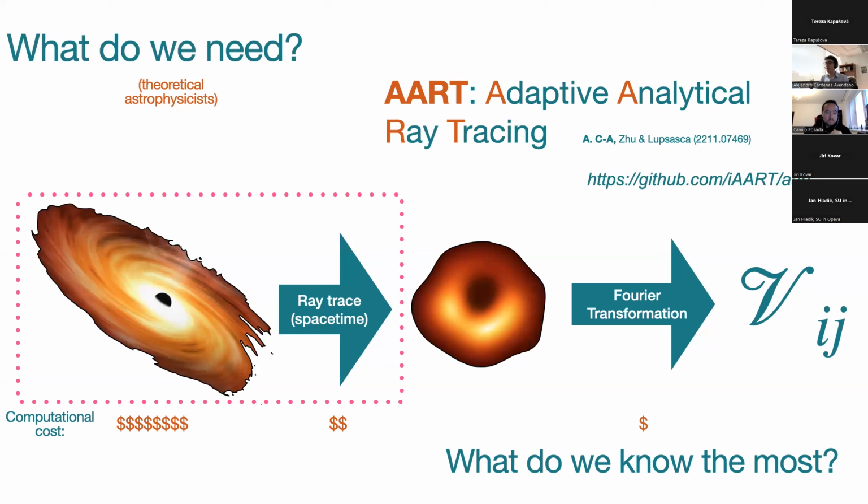This code is open source. It's available on GitHub. The paper describing the code, as I said, came out last week. And I'm going to talk for the rest of my talk about what we mean by adaptive analytical ray tracing and how we're doing this in a fairly inexpensive, computationally speaking, way. Okay, that's the rest of the talk.